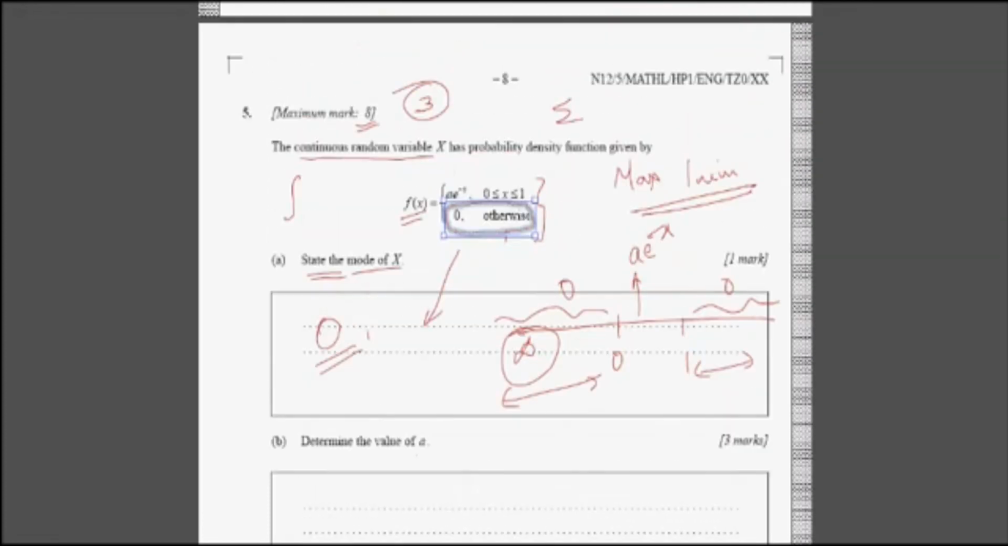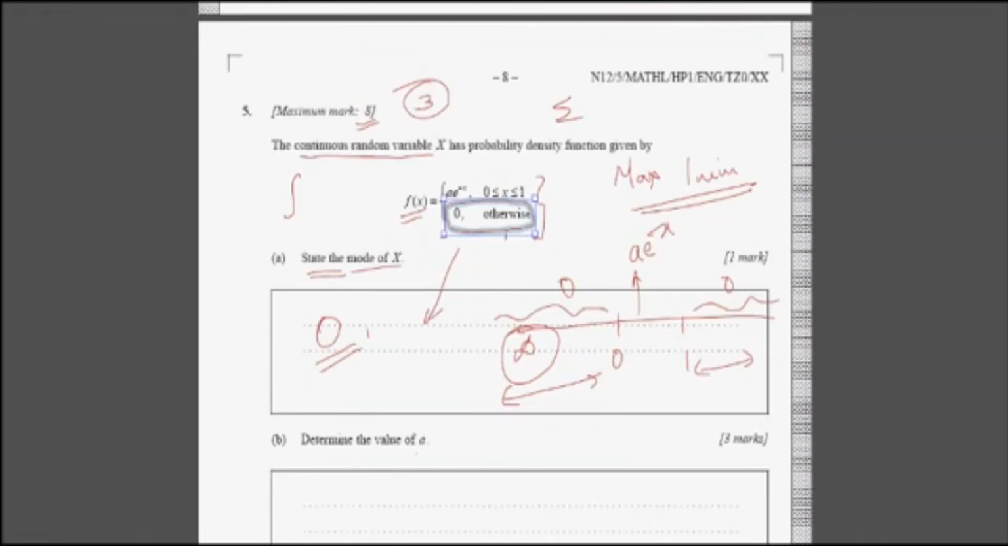And determine the value of a. It is f of x equals a e power minus x, and you know that you are going to do integration, so the integral of f of x dx on the interval 0 to 1. Now you don't have to worry about this part, is equal to 1, and this is the condition you are going to use in this particular case because it's continuous. If it was discrete, then you would have used sigma p_i equal to 1. Okay, you know this, you should know this.